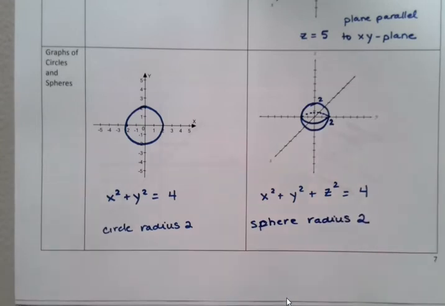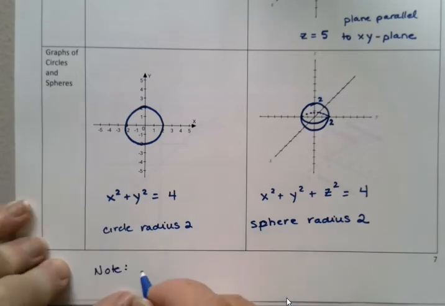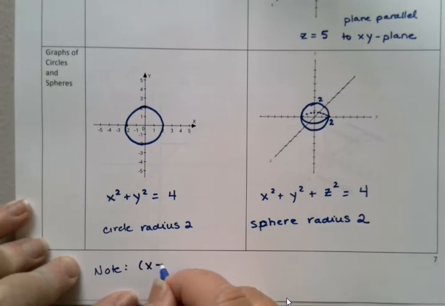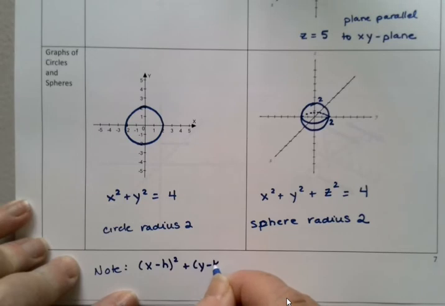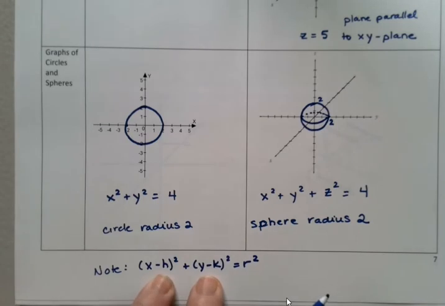All right. The last thing I'm just going to mention here is circles, and by extension spheres, can be shifted. So I'll just note, if I had x minus h squared plus y minus k squared equals r squared, that of course would shift, so my circle now would be centered at (h, k).